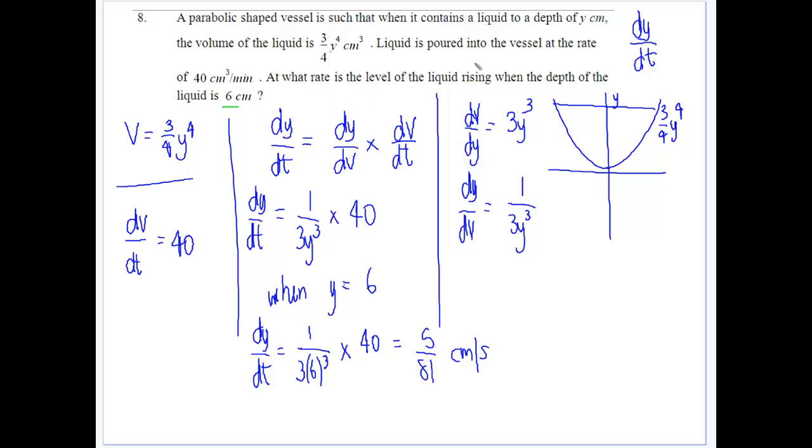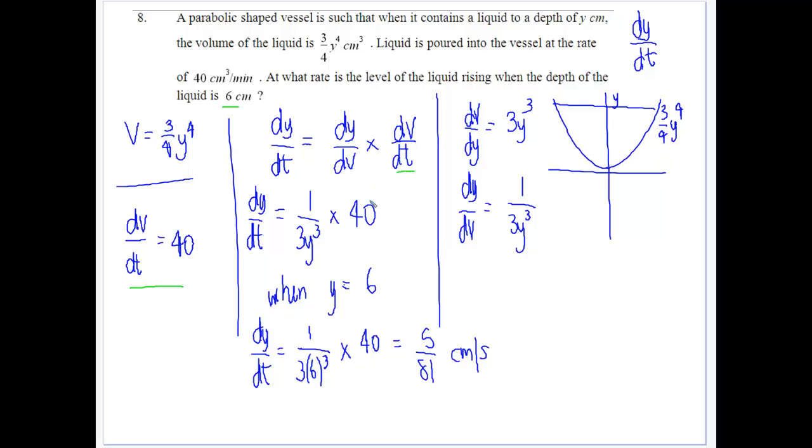We do know the liquid is increasing at a rate of 40 centimeters cubed per minute as well. So dV/dt is 40. So how do we manipulate it? We want dy/dt. Now we know we can get V in terms of y, and we've got the dV in terms of dt. So could we get dy/dV times dV/dt?